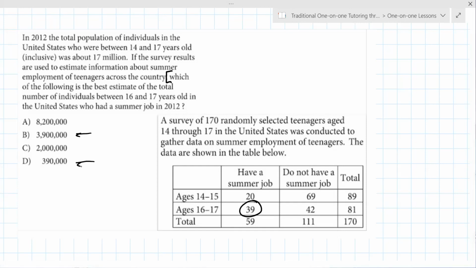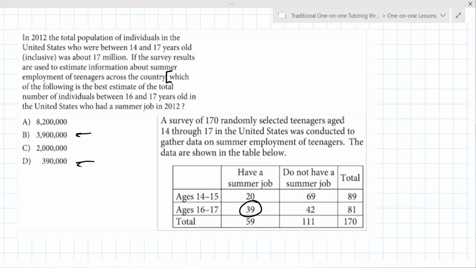Where does it tell you what the numbers in the table are? I'm not really sure. Oh, 17 million. So it'd be 39 million or 3.9 million. 3.9 million sounds about right. Let's see if we can do this a little bit more for sure. But yeah, you see how you get it down to those two numbers.